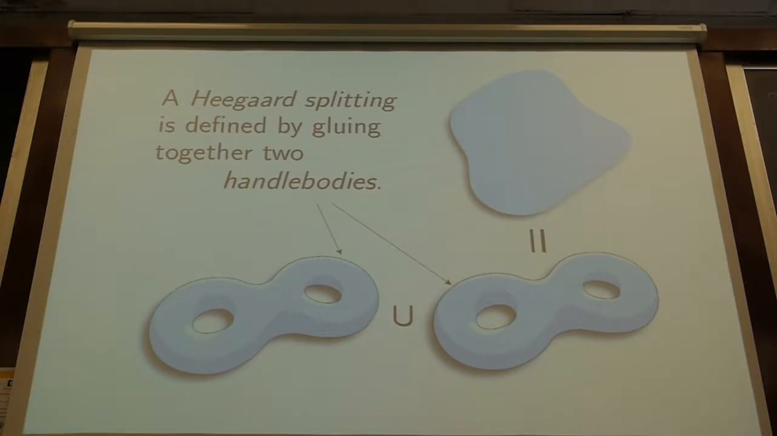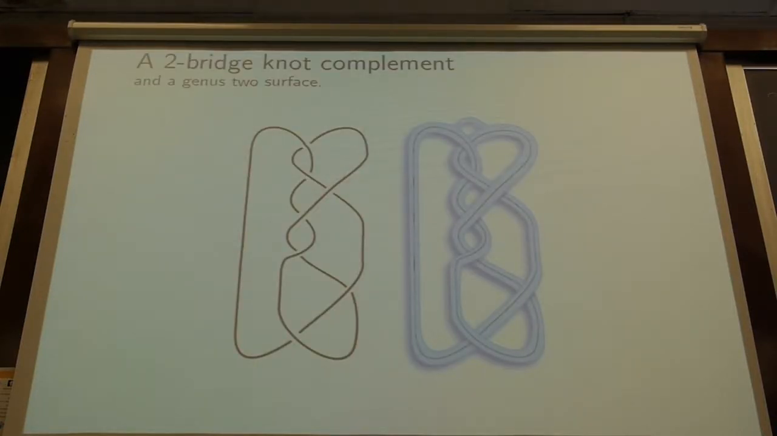And so what I'm going to be interested in, and what I'm going to talk about, is trying to understand the different Heegaard splittings of a three-manifold. And in particular, I want to talk about how this is related to the hyperbolic geometry, the large-scale geometry of different three-manifolds. So here's our first example.